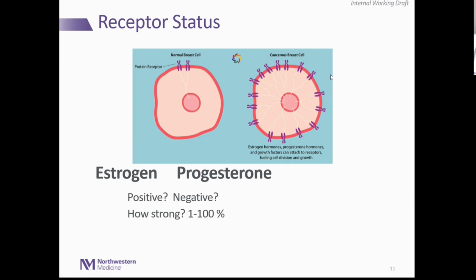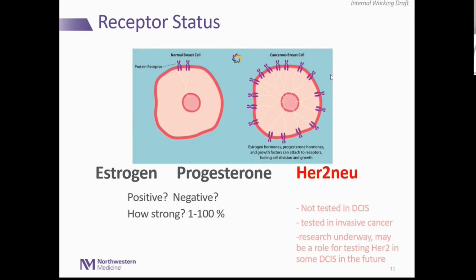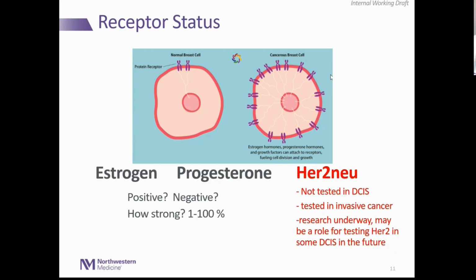There is a third receptor that we check in breast cancer called HER2/neu. This is not typically tested in DCIS. It is routinely tested in invasive cancer. However, there is research underway because there may be a role for testing HER2 in some cases of DCIS in the future to predict outcomes and also potentially provide some therapeutic options.